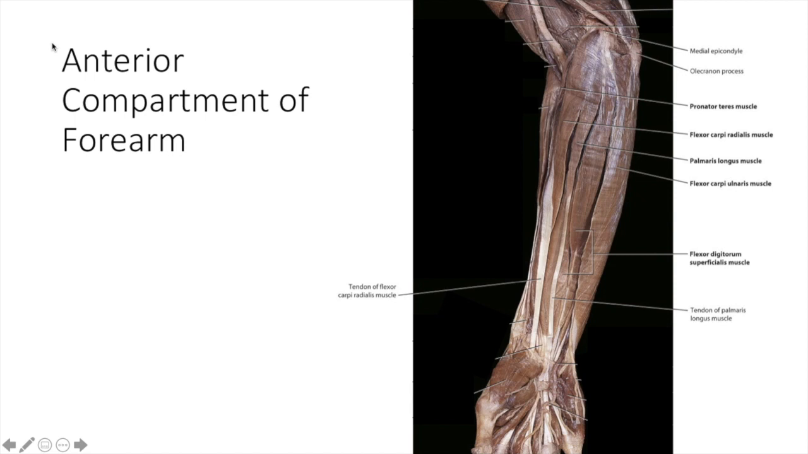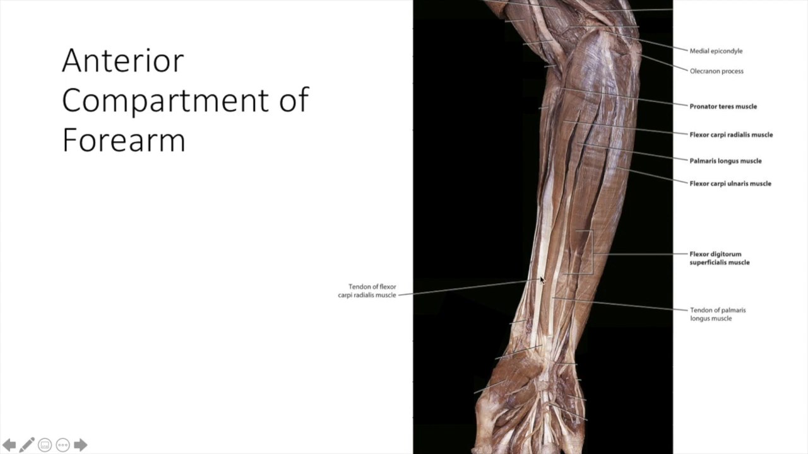Okay, so here we have a cadaver view of the superficial and intermediate forearm muscles, and this is an image of the right forearm. And you can see a sliver of pronator teres right here. And remember that goes from the medial epicondyle to the shaft of the radius. And then you have your flexor carpi radialis, which goes from the medial epicondyle to the base of the metacarpals 2 and 3.